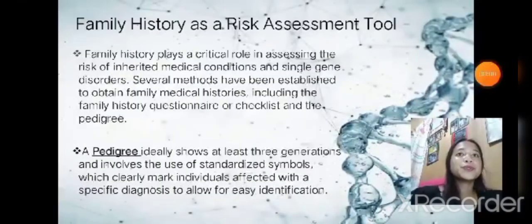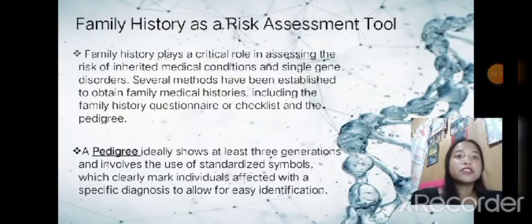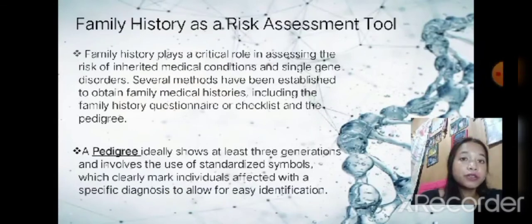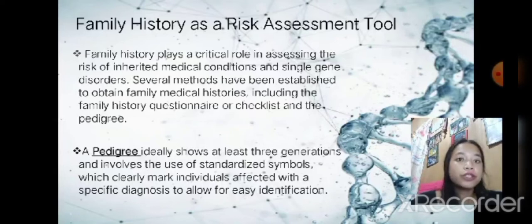Good afternoon once again. So the next is the genetic risk assessment tool. The example of this is a family history. Family history plays a critical role in assessing the risk of inherited medical conditions and single gene disorders. Several methods have been established to obtain family medical histories, including the family history questionnaire or checklist and a pedigree.